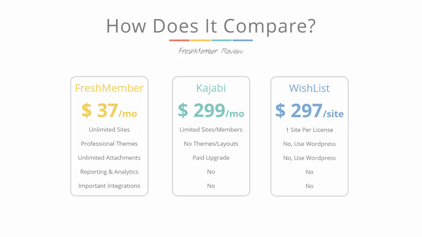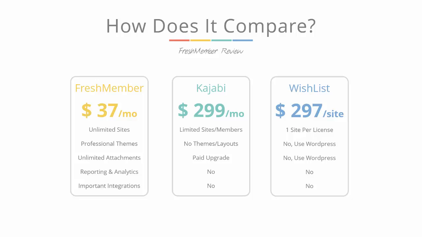FreshMember does have professional themes and layouts. Kajabi does not have professional themes and layouts. And with Wishlist, it's a plugin, so you need to be using WordPress, and that's going to involve you getting your own WordPress theme and layout that you want to use for your membership website.